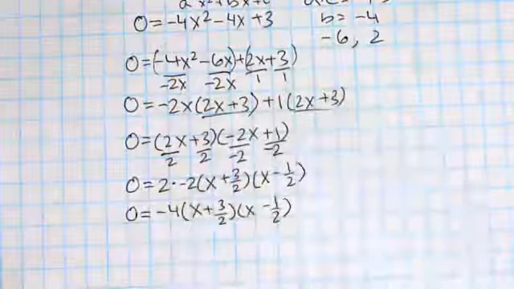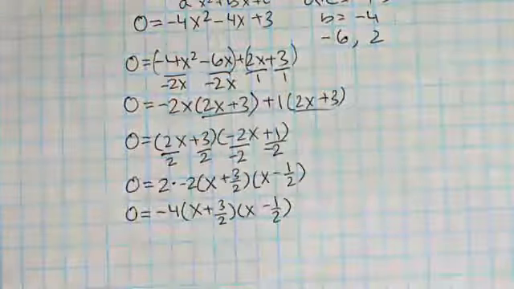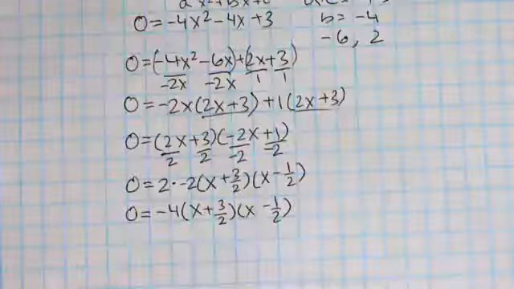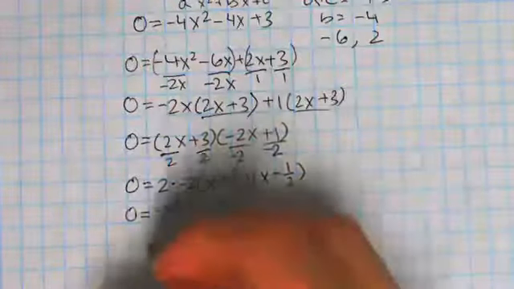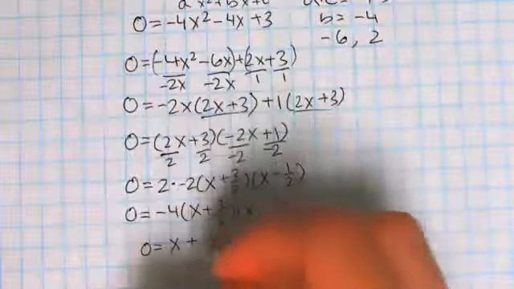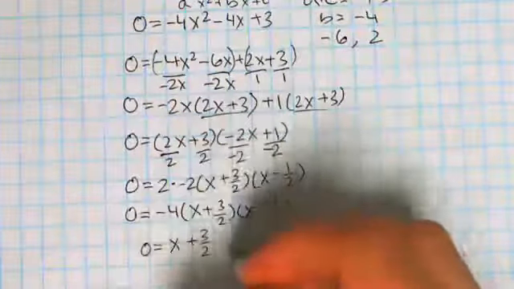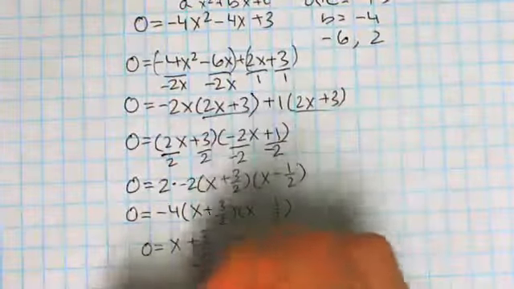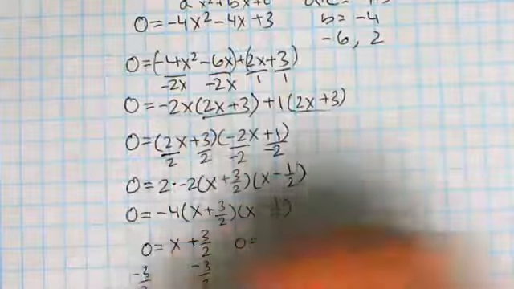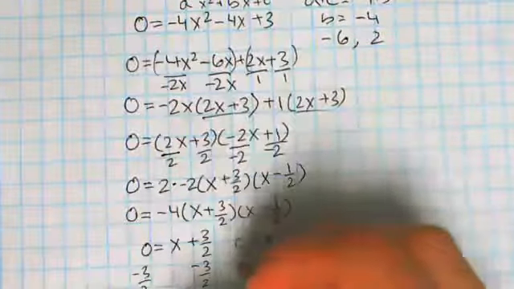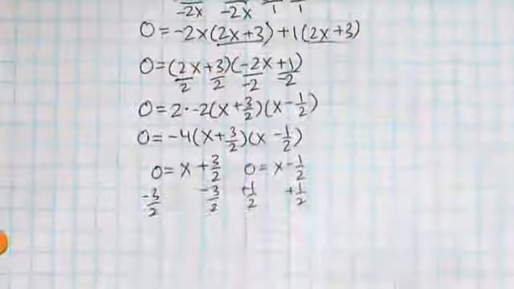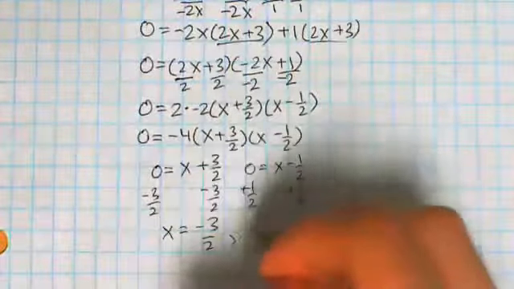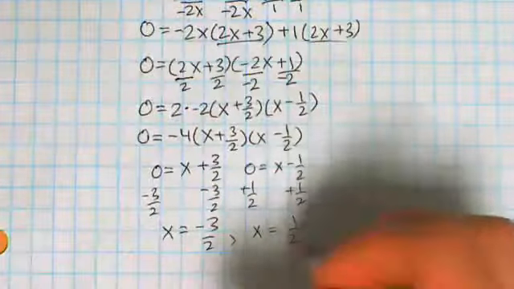Now from here, actually solving for our zeros is once again the trivial task that we saw before. In fact, you don't even need to solve for them if you don't really want to, but I'll go ahead and do it anyway. With our x, 0 is equal to x plus 3/2, and 0 is equal to x minus 1/2. Subtract 3 over 2, and add 1/2. We end up with x equals negative 3 over 2, and x equals 1/2.